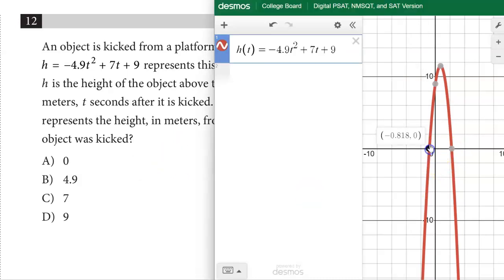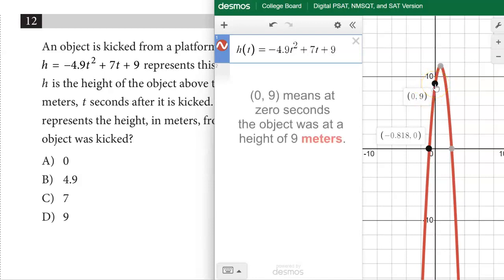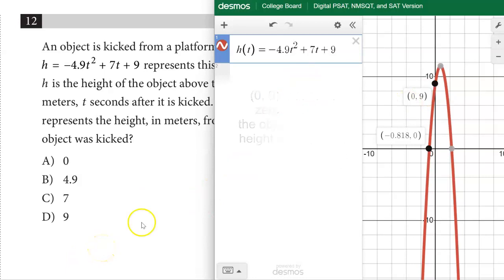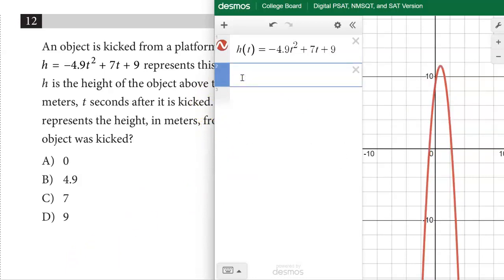Well, if you click on this point here, this is a negative value, and so there are no negative answers, and obviously that doesn't make any sense. If you click here, you have a 0.9, and that means in 0 seconds, it was at a height of 9 feet. So at 0 seconds is where it was kicked from, or initially kicked. So that means h of 0 equals 9. The correct answer was D.